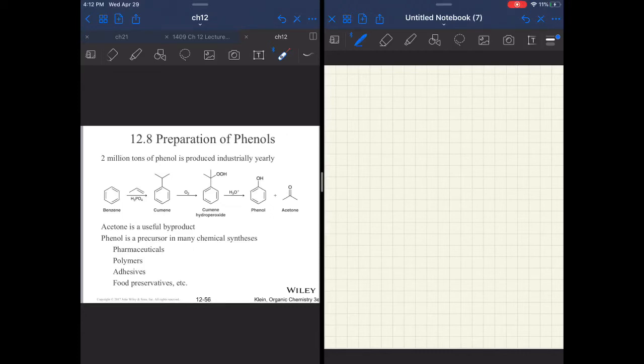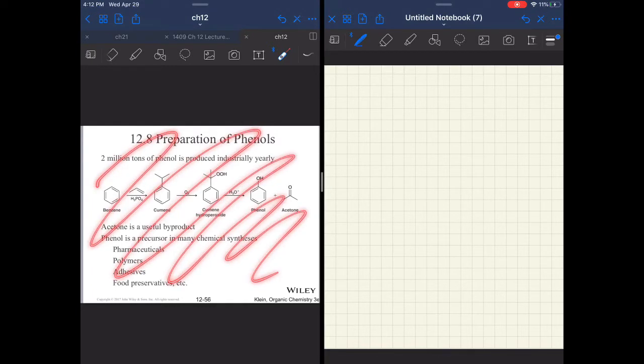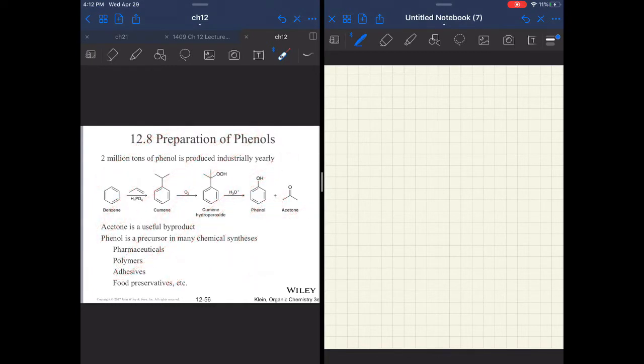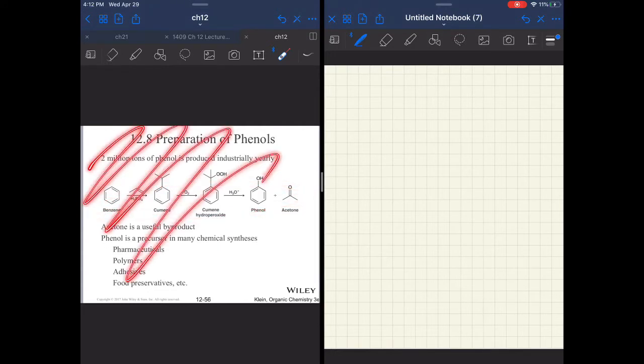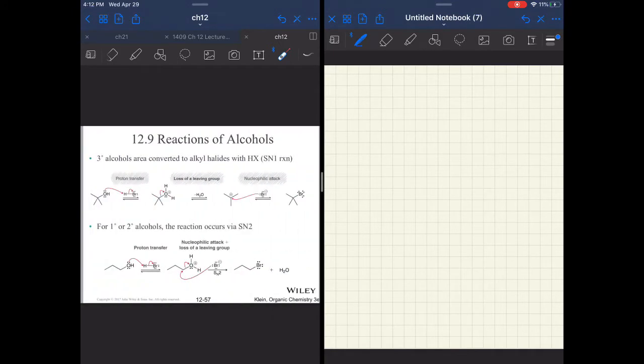Okay, part 3 of chapter 12. We're actually going to skip the preparation of phenols. You are going to look at some different reactions with aromatic substances in organic 2, so I will leave that to our future selves. So you can skip 12.8. Skip 12.8. All right, now we've prepared alcohols.